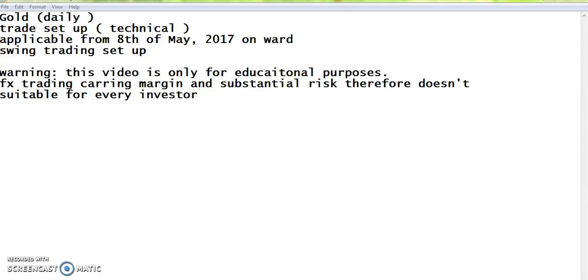Today's video is about a trade setup of gold. I'm going to apply this setup on a daily chart. Remember, this type of setup is usually called a swing trading setup. You may apply this trading setup from the 8th of May 2017 onward. That is today.